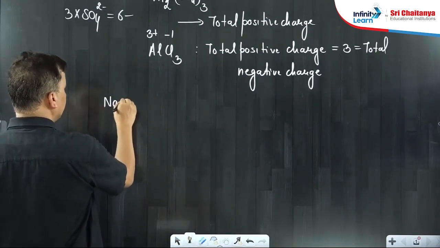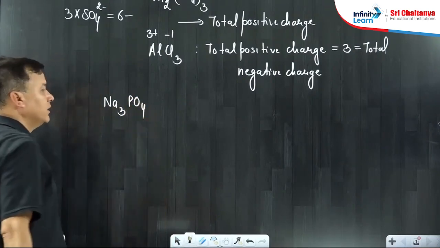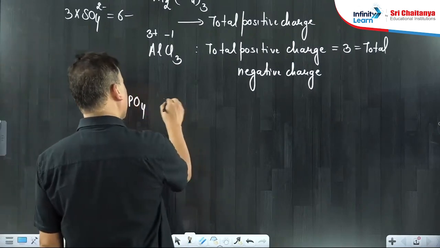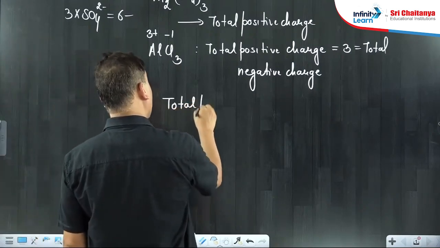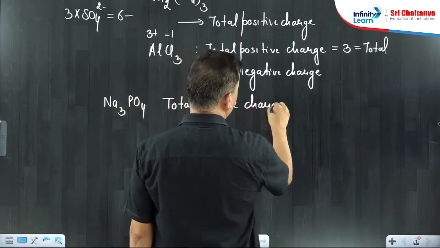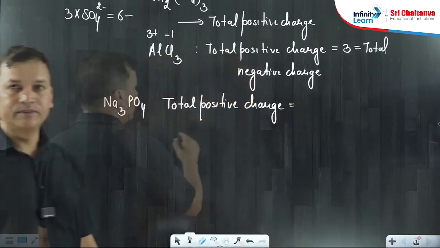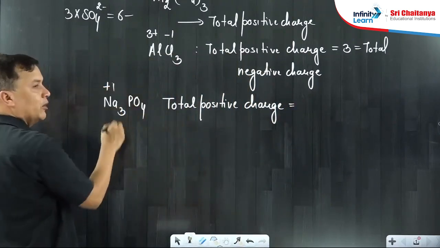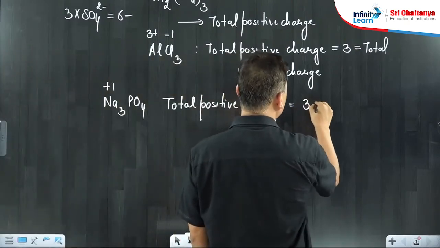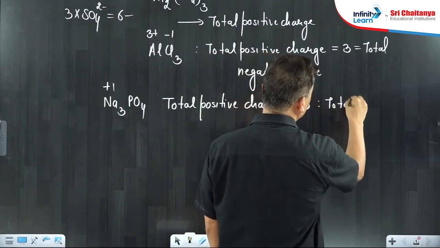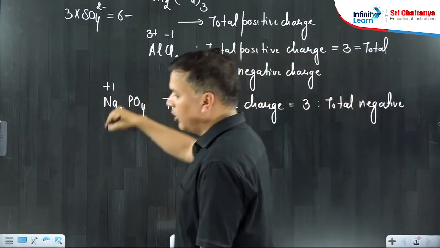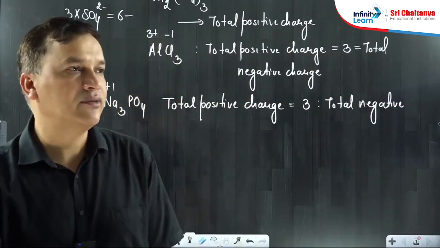Here is Na3 and here is PO4. So, dear student, now I will ask the total positive charge. Please tell me, what is the total positive charge here? Total positive on sodium, 1 positive. How many sodium are there? There are 3 sodium. So total positive charge is 3 and total negative charge. Definitely in a neutral molecule, total positive charge and total negative charge will be equal.